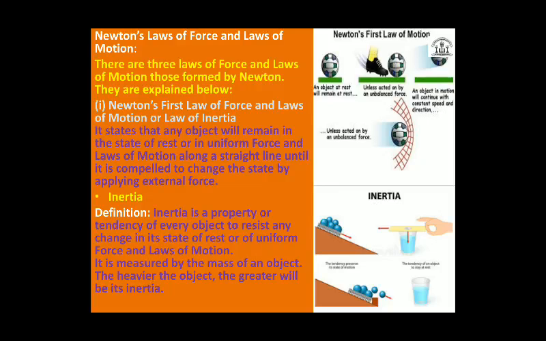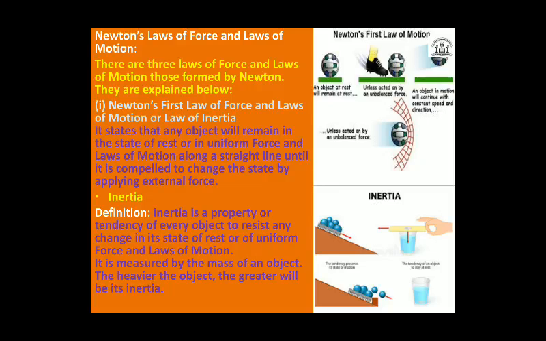Suppose you are moving at a uniform speed, and suddenly an object comes in between. You can take the example of a dog. Suddenly a dog comes in between. So what will you do? You will apply the brake, isn't it? Here the brake is an external force which makes the vehicle slow down.